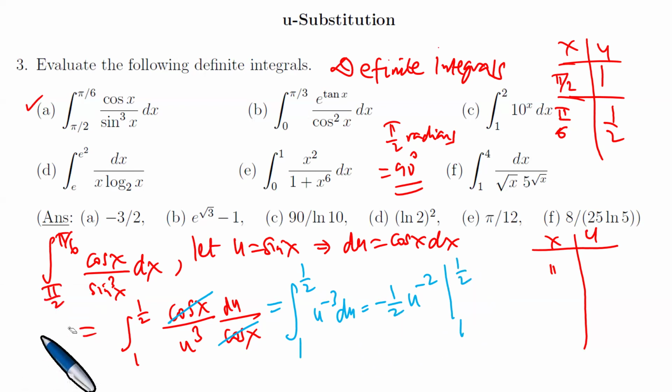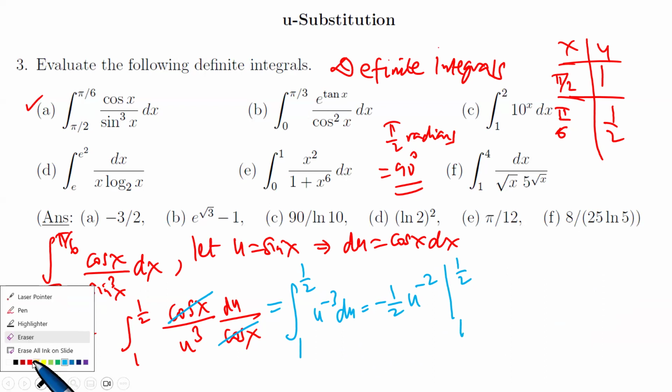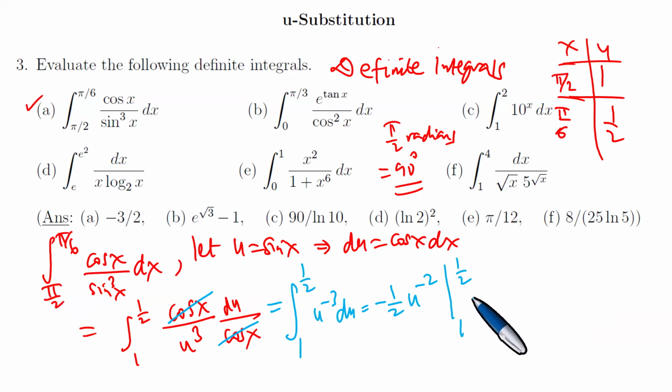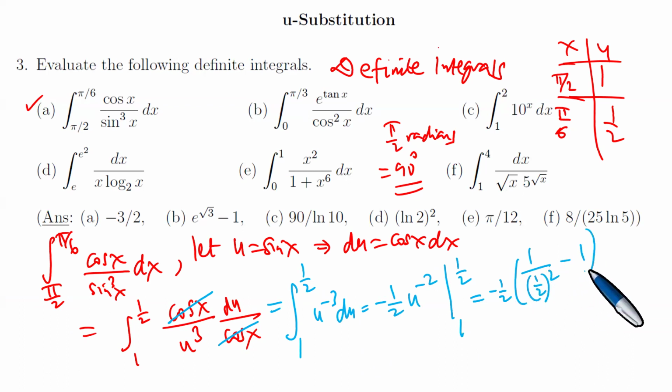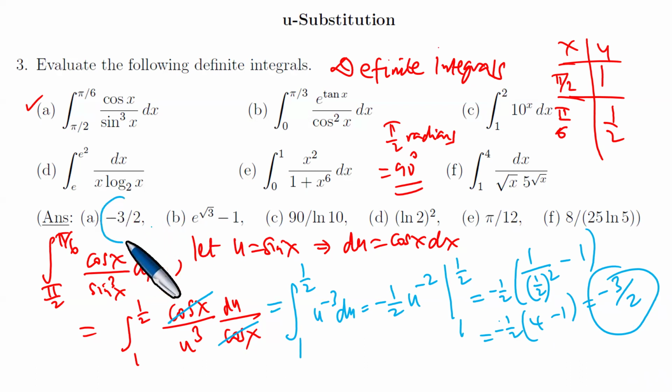Then you can remove the small table, because I put it up there already. Now, let us check what we're able to achieve. You put the 1/2: 1 over 1/2 squared, minus 1. What is 1/2 squared? It is like 4 minus 1, which is 3. So it's minus 3 out of 2. So the answer is minus 3 out of 2.